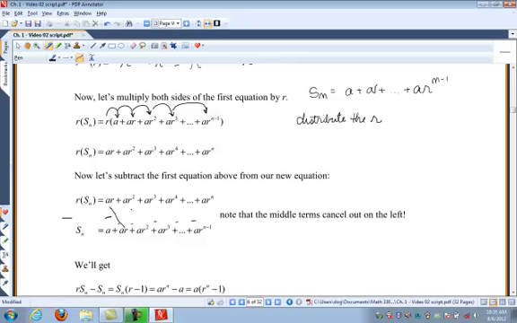AR minus AR is 0. AR squared minus AR squared is 0. AR cubed minus AR cubed is 0. And in here, there's AR to the n minus 1. And so that subtracts this. And what I'm left with on the right is an A, which is not subtracted, and an AR to the n, which is not subtracted.